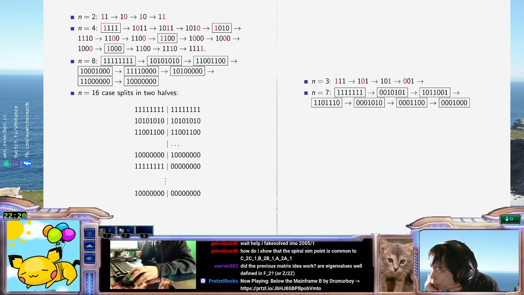I'm confused. How many steps are we expecting? We're expecting n squared minus n plus 1, so 43. So 7, 14, 21, 28, 35, 42. It's not just finishing one step. What?